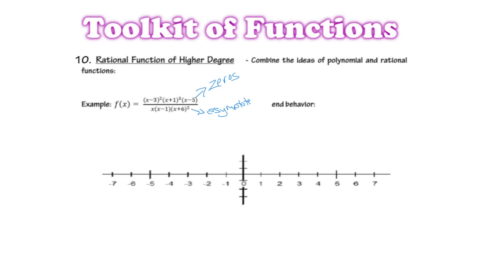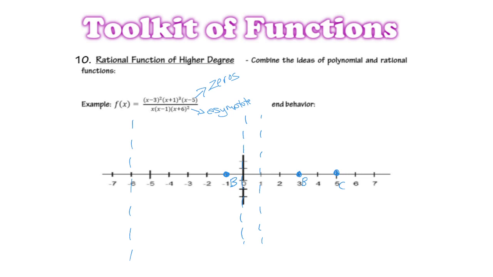I've got a 3 that is an even power. That's going to be a bounce. I have a -1, even power. That's going to be a bounce. And at 5, odd power, that's a cut. Then I'm going to put asymptotes from anything that makes the denominator 0. So there's going to be an asymptote at 0, an asymptote at 1, and an asymptote at -6.